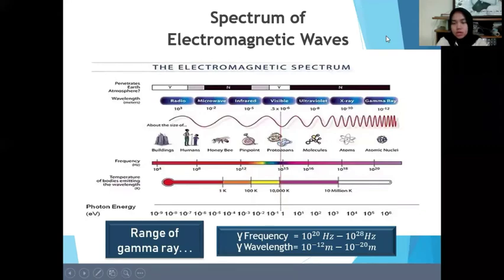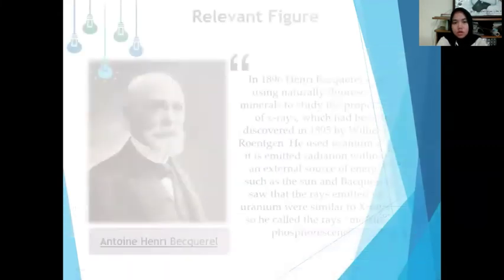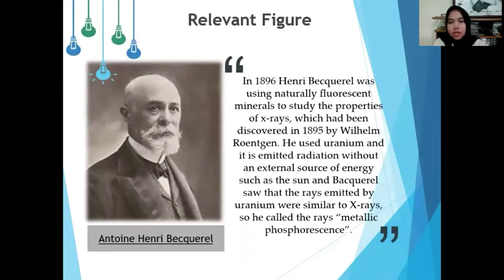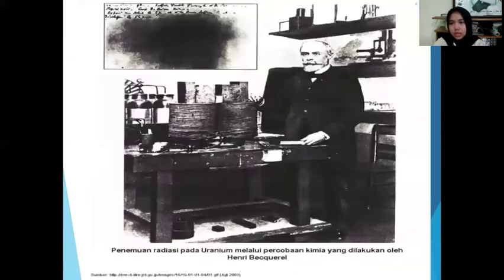And next, the relevant features. One of them is Antoine Henri Becquerel. In 1896, Henri Becquerel was using naturally fluorescent minerals to study the properties of X-rays, which had been discovered in 1895 by Wilhelm Röntgen. He used uranium and its emitted radiation without an external source of energy such as the sun, and Becquerel saw that the rays emitted by uranium were similar to X-rays. So, he called the rays metallic phosphorescence.